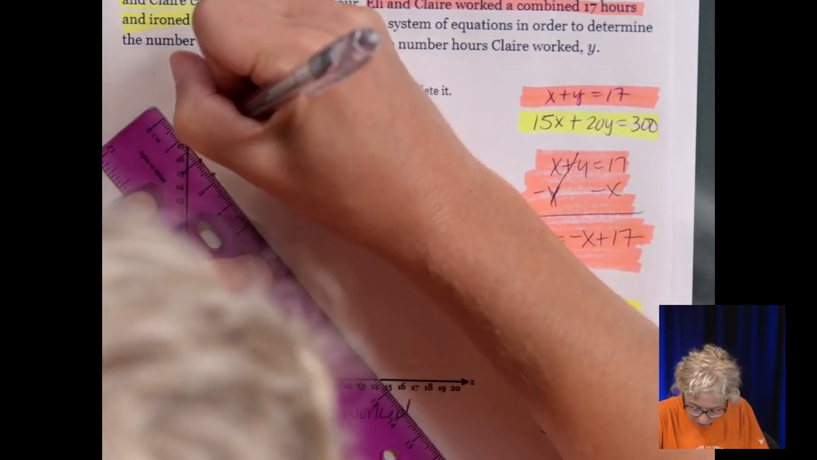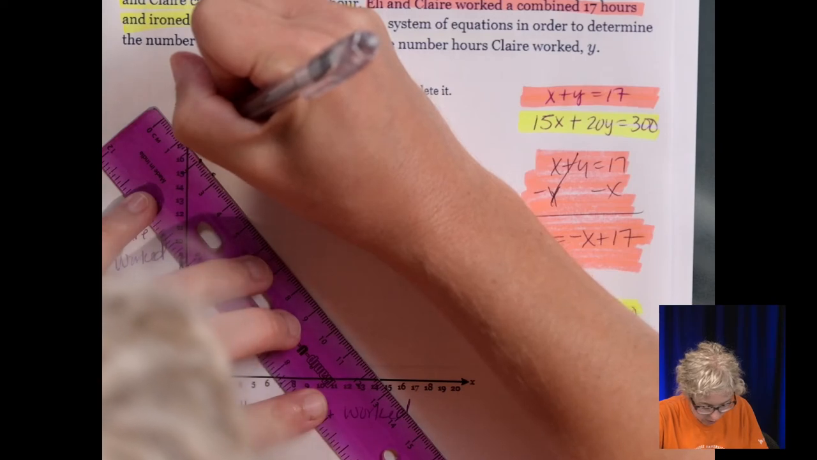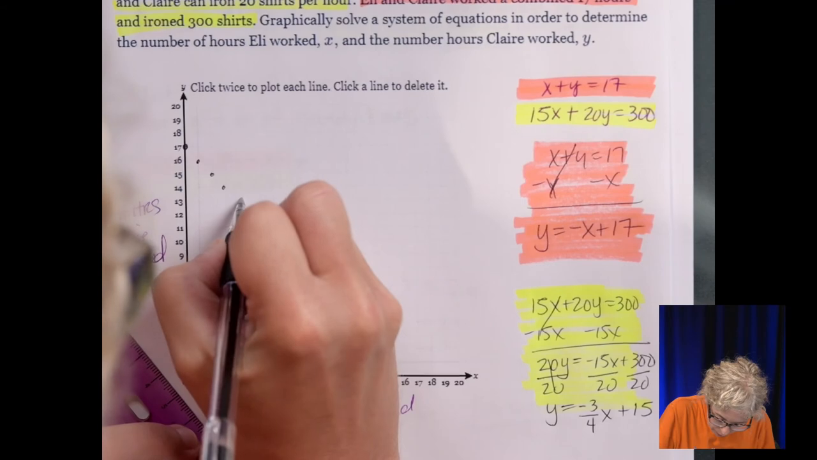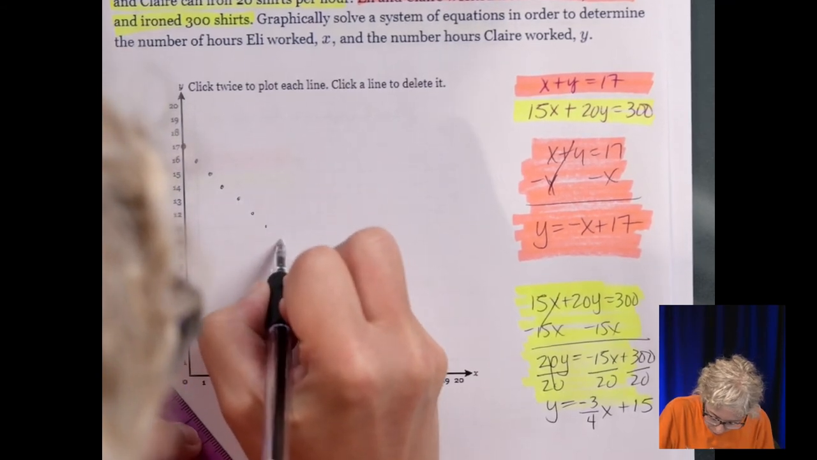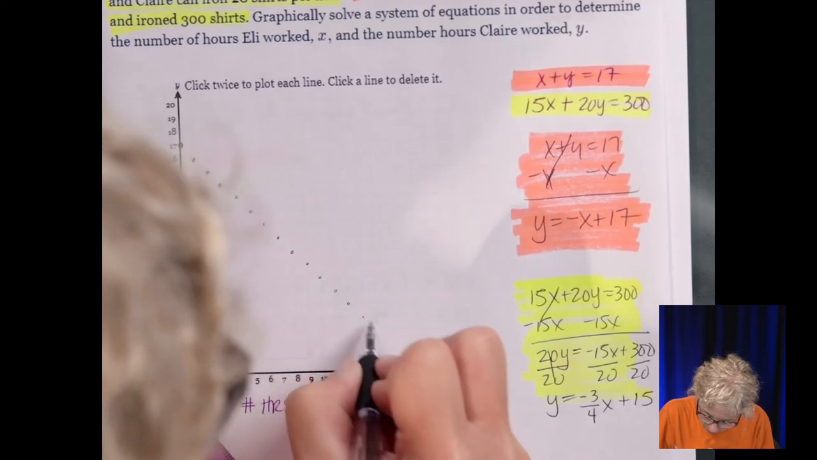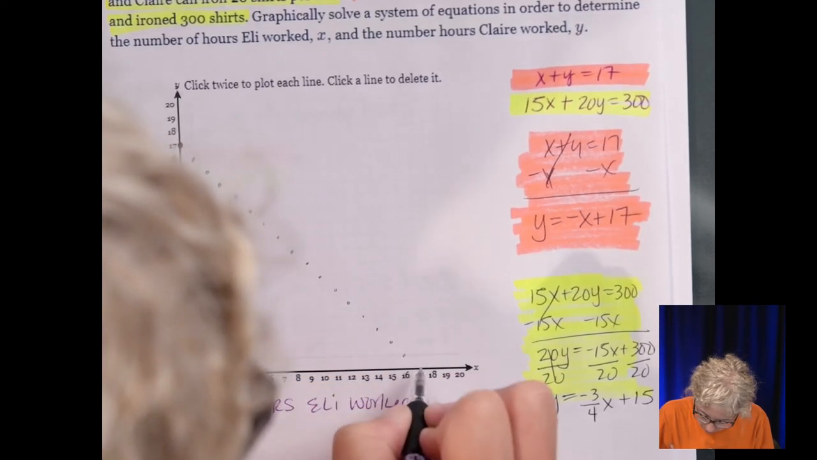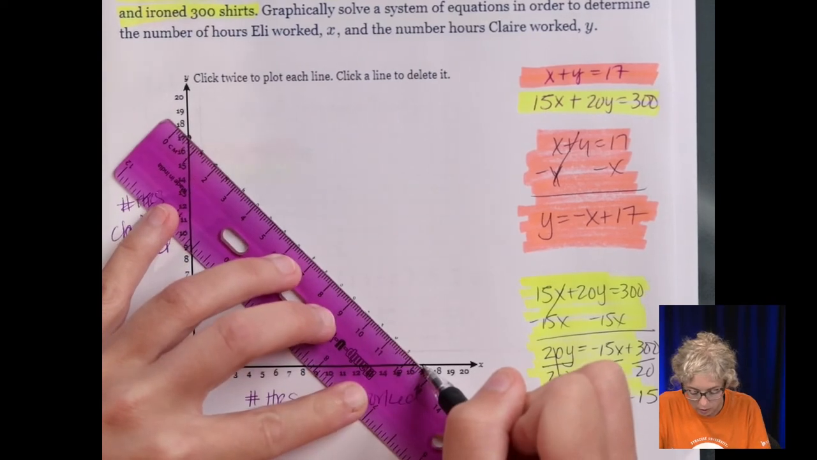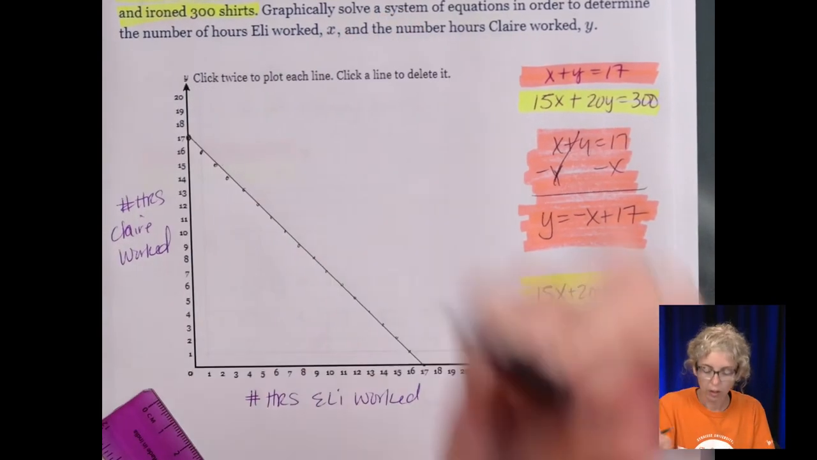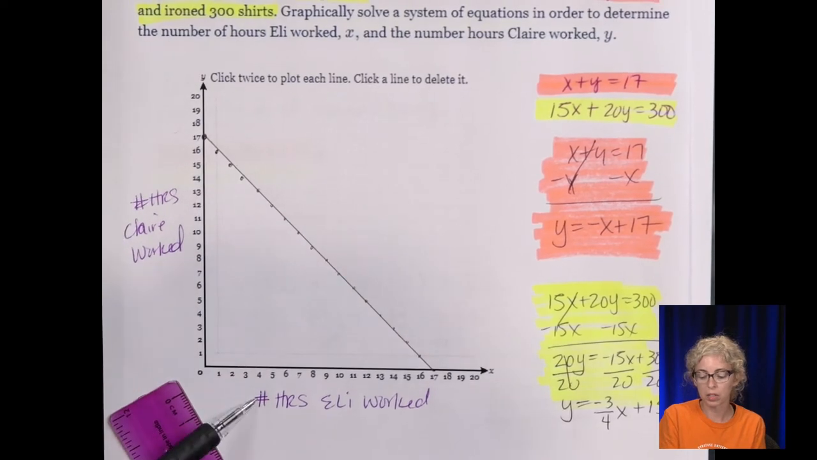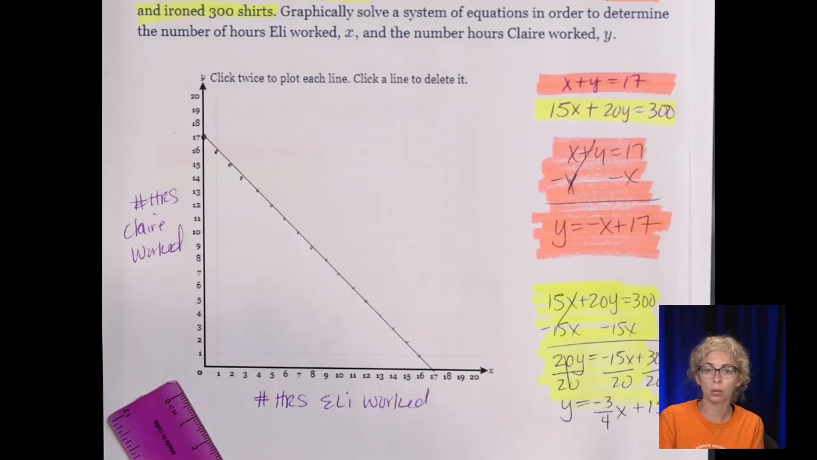And very precise. It's very light, but I'm going to keep doing the down one over one because it is so light. And I like to know the number that it does cross at the bottom. So 17. Okay, we don't need to extend past because we can't have the negative number of hours Eli worked, and we don't need to go past here because we don't have the negative hours Claire worked.